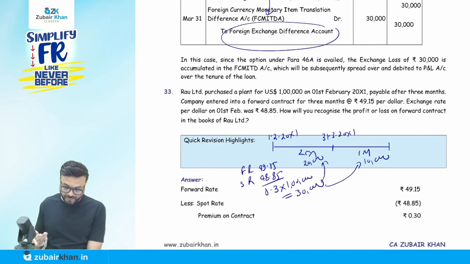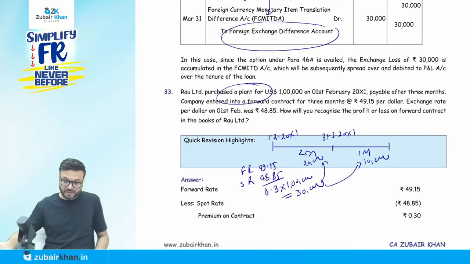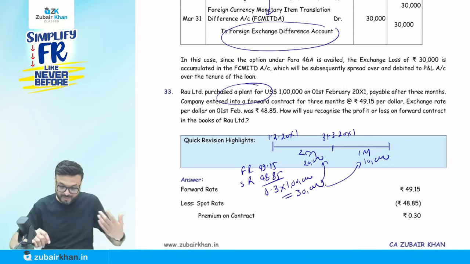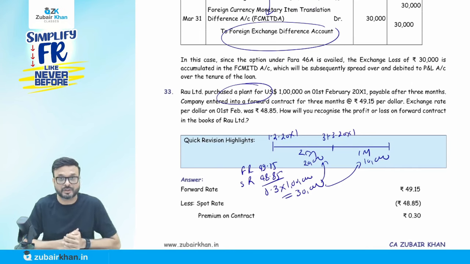Now, why do I call it non-speculative? Because we purchased a plant. Now, this is all about accounting standard 11. If there is anything you want to say, you can comment here in the comment section. So this is all about accounting standard 11.